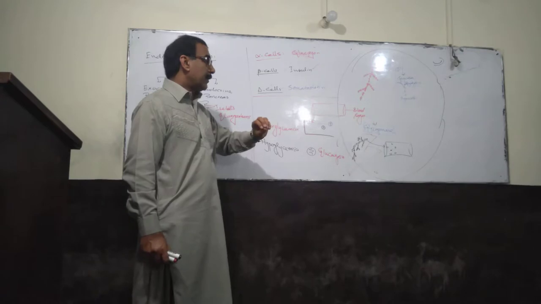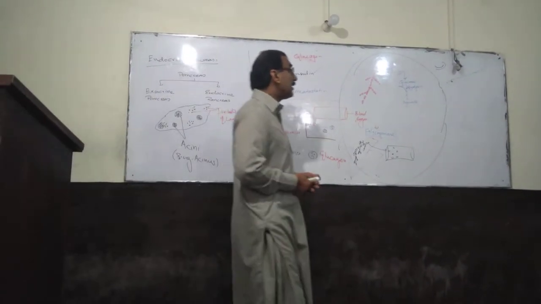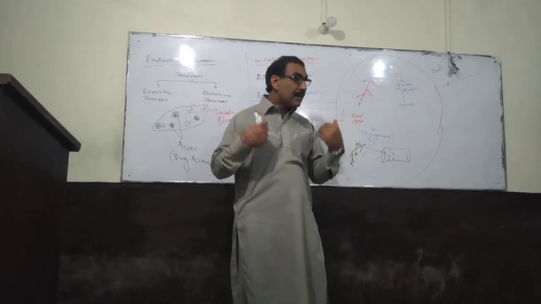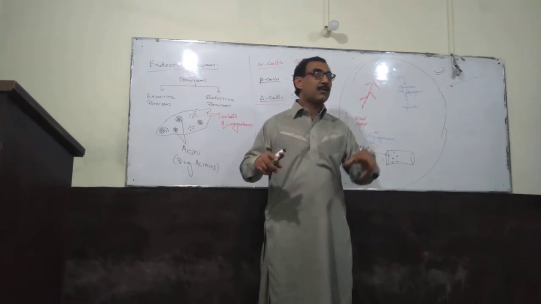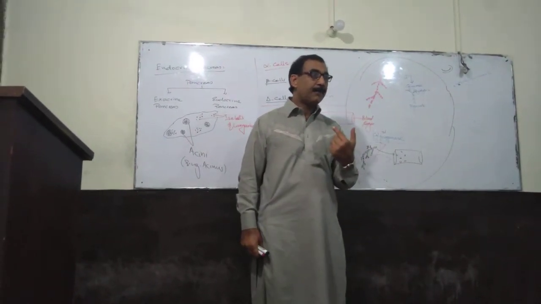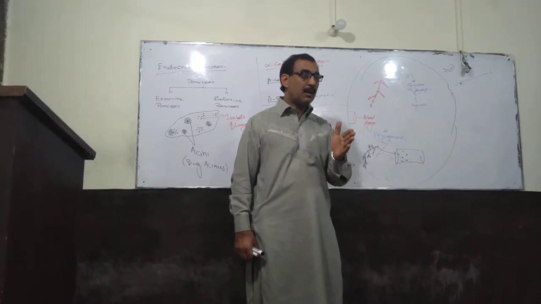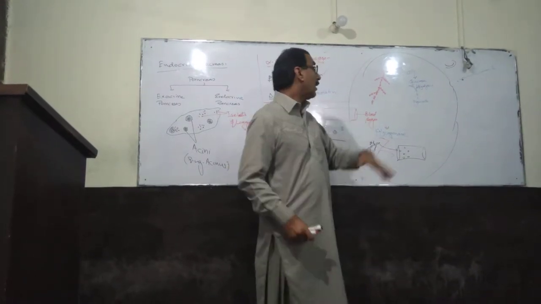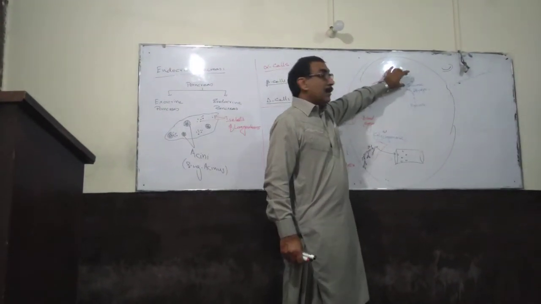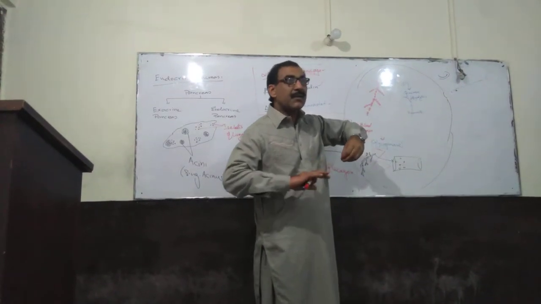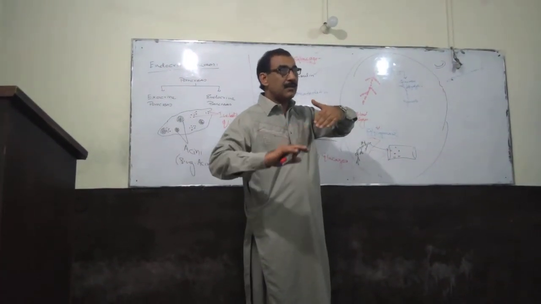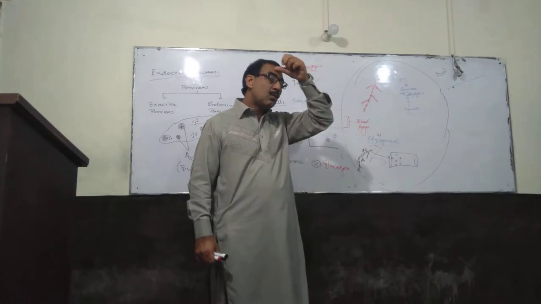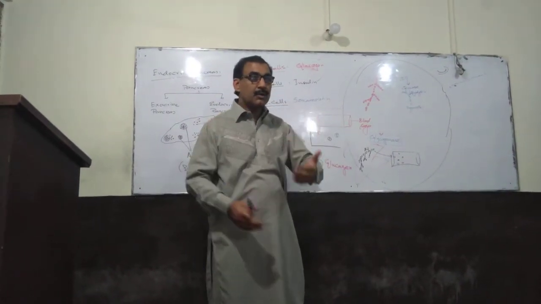What is the function of insulin? Insulin activates a battery of enzymes, which are meant for two major functions. One function is the breakdown of glucose into pyruvate. In this way, those enzymes which initiate the process of glycolysis are activated. The second type of major enzymes are those which convert glucose into glycogen.